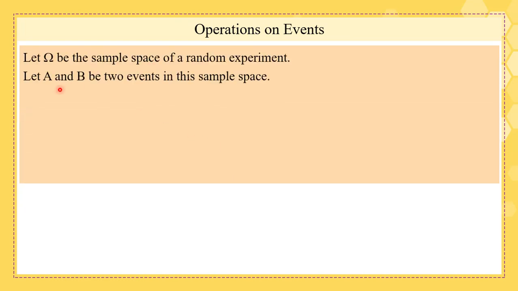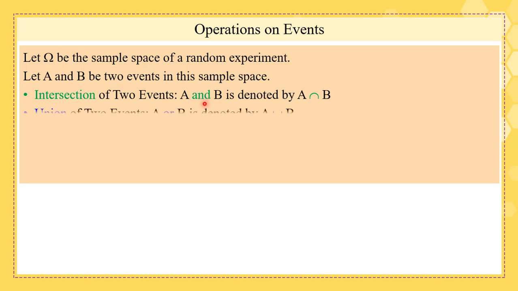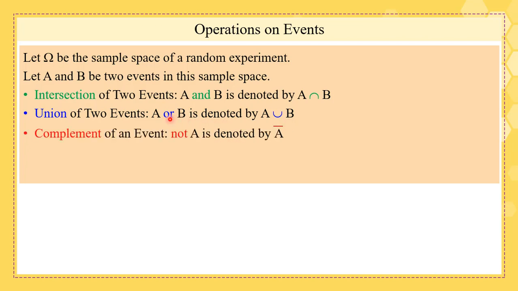Now omega is the sample space and A and B are two events in this sample space. The intersection of the two events A and B is written as A intersection B and it's expressed verbally as A and B using the conjunction AND. The union of the two events A and B is written as A union B and it's expressed verbally by the conjunction OR. And the complement of an event A is written as A bar, this bar, and it's expressed verbally using the conjunction NOT.